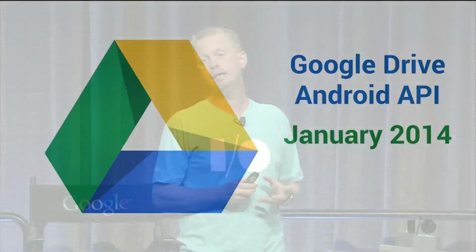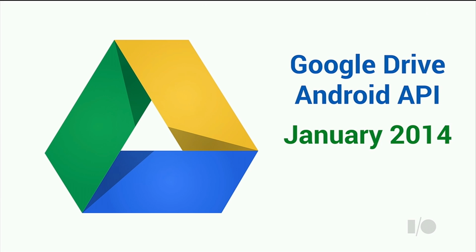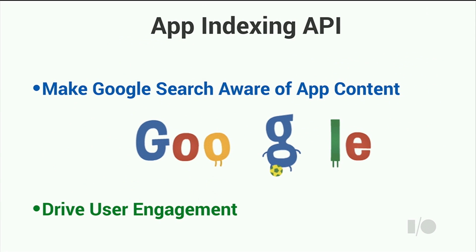Now, the Google Drive Android API was released in January 2014. This is a native API that allows you to interact with Drive content of any user that has given their consent, of course, for this. So this is a great way also to access the hard drives for different users.